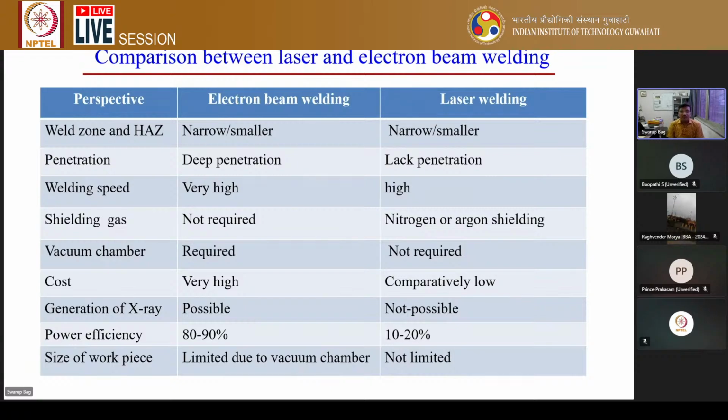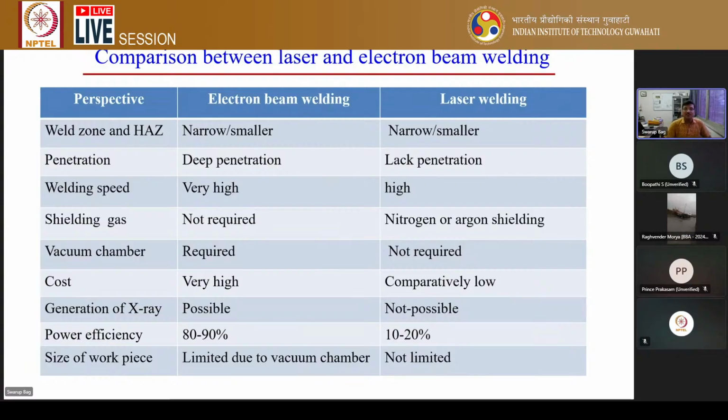Because input electron beam power can be much more, the efficiency of the electron beam is very high as compared to the laser, because laser efficiency is very low. It can be 10 to 20%, and electron beam can be 80 to 90%. So that means heat input can be much more for the same power of the laser and electron beam. So electron beam can be used at very high speed to perform the welding process.